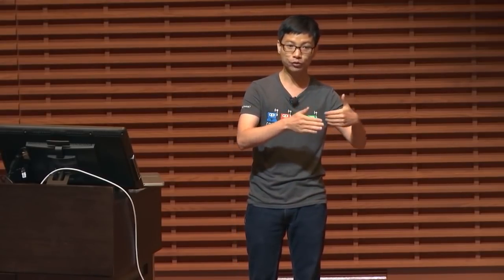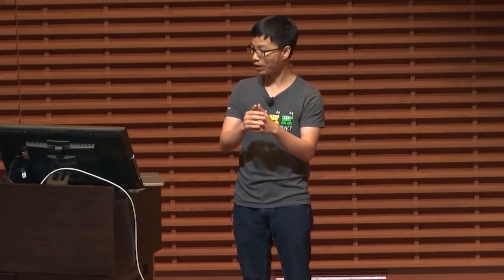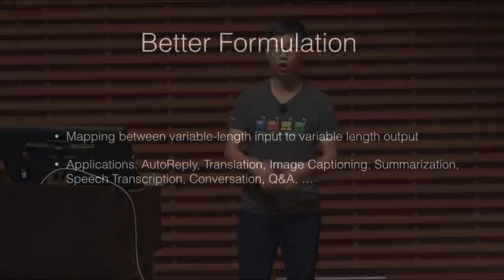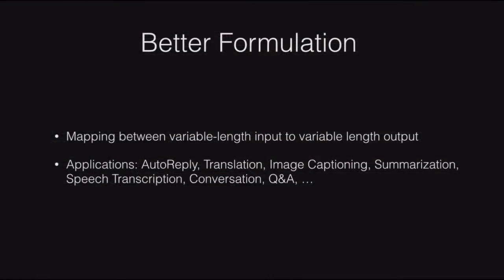Before I tell you the solution, I would say this problem basically requires you to map between variable size input and some variable size output. Right? And if you can do something like this, then there are a lot of applications, because you can do auto reply, which is what we've been working on so far. But we can also use it to do translation, translate between English and French.